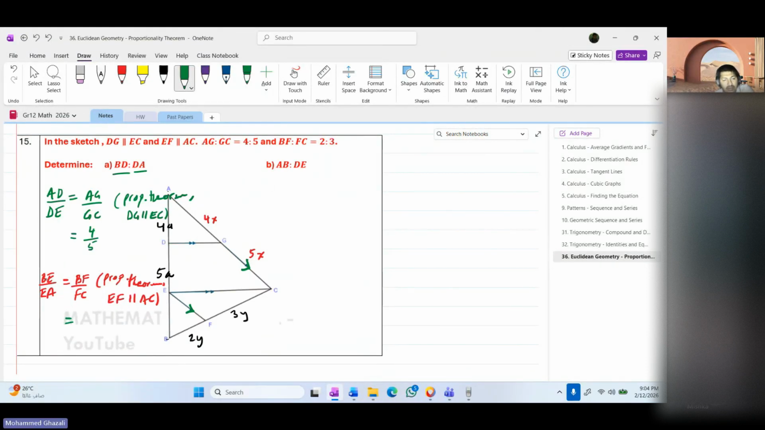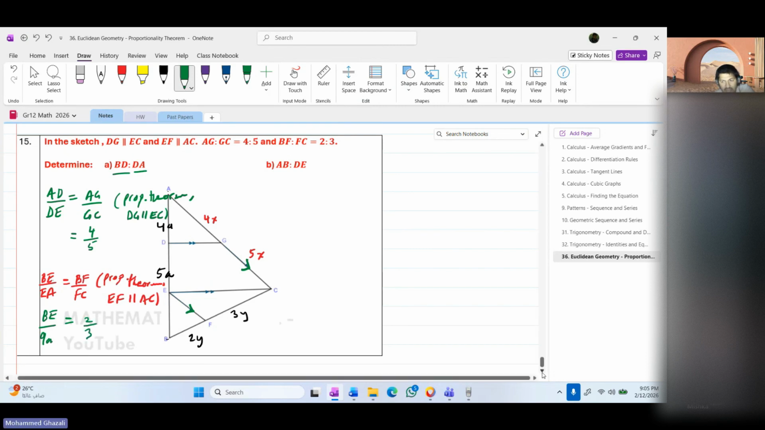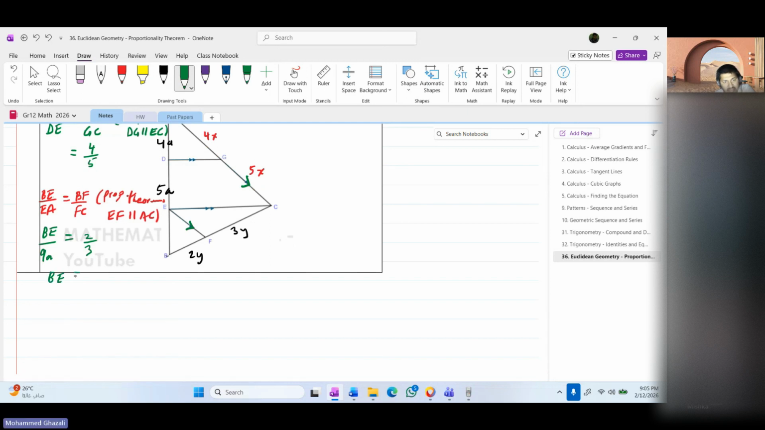Right, now what is BF to FC? We're solving for BE over here. So we're going to write BE over, what is EA? EA is 9a. BF to FC is 2/3. Now you need to take the 9a across and cross multiply. So BE is now equal to 2 times 9 is 18, divided by 3, 6a. So what is BE? 6a.